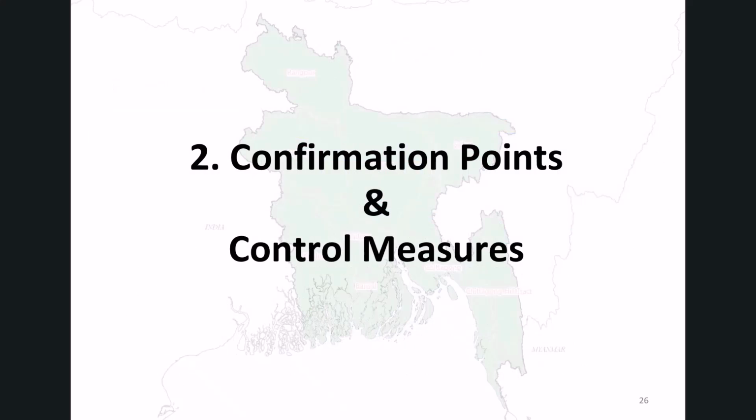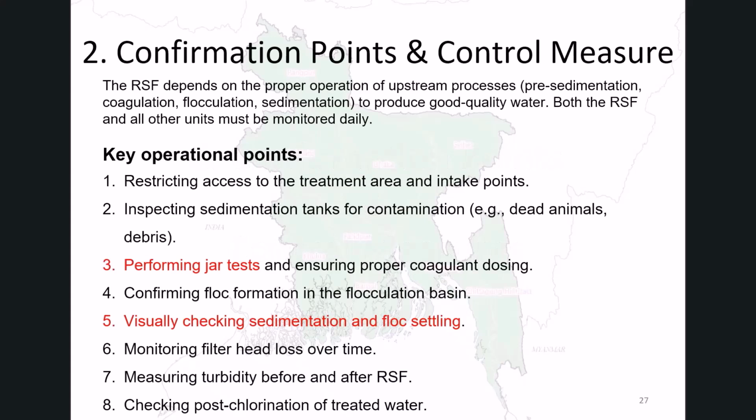Now, let's step into the confirmation points and countermeasures. As seen up to here, the RSF system function depends on the proper operation of upstream processes such as pre-sedimentation, coagulation, flocculation and sedimentation to produce good quality water. Not only the sand filter, all other units must be monitored daily. In the manual, we introduce 8 key operation points.